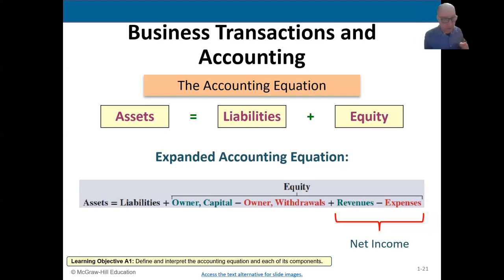We have things like owner's equity. Owner's equity are the investments that the owners made into the business. For example, when you first start a business, it usually takes cash. It usually takes some type of capital. It might take machinery. It might take something else. Those are all forms of equity. It's what you're putting into the business to get the business up and running.